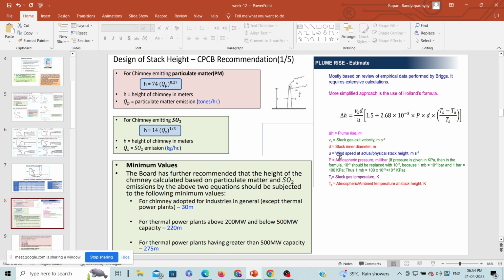P is the atmospheric pressure, in millibar, Ts is the stack gas temperature, and Ta is the atmospheric or ambient temperature at stack height. So this is the equation to calculate the plume rise. The effective stack height will be nothing but the stack height plus delta H.